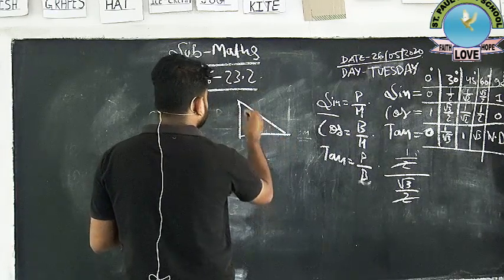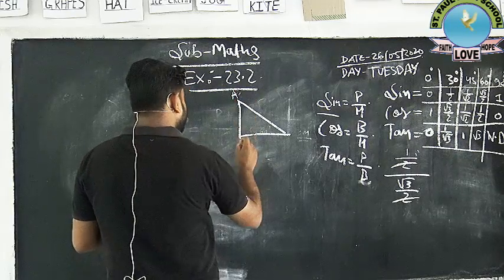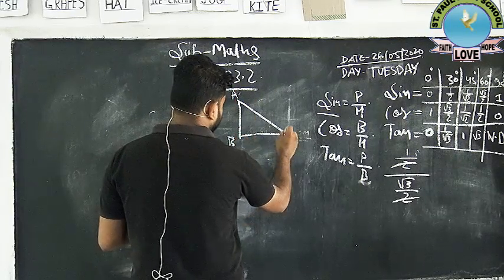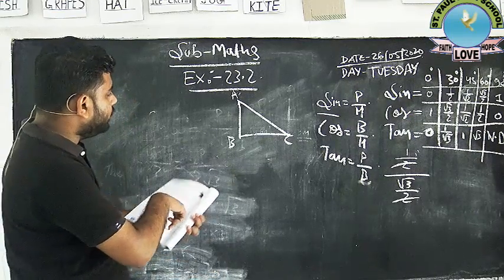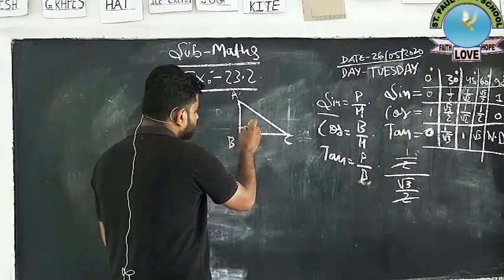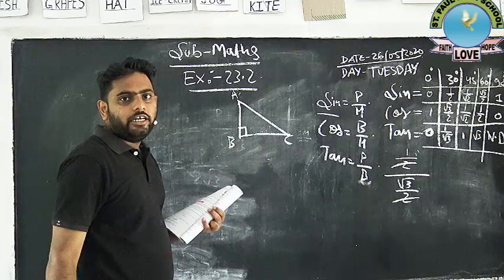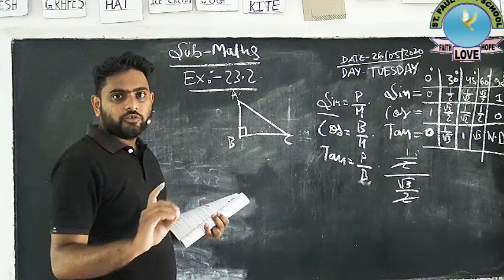Yes, it will look something like this: A, B and C. Actually in the question it is stated angle B is right angle. So this B has to form a 90 degree. Okay. This one is cool.